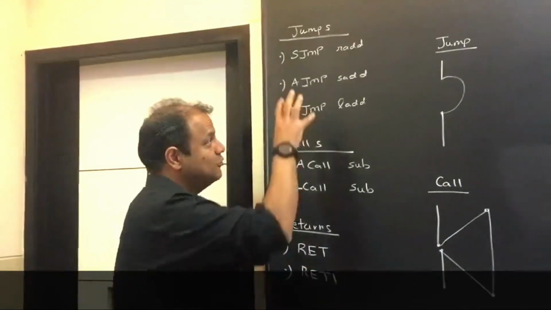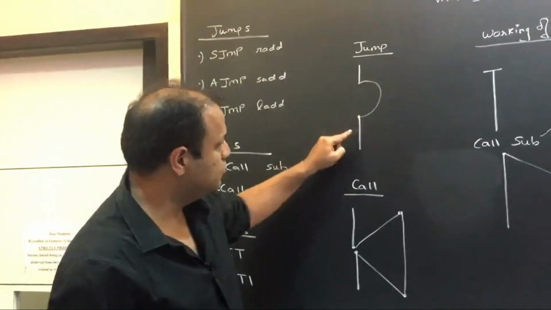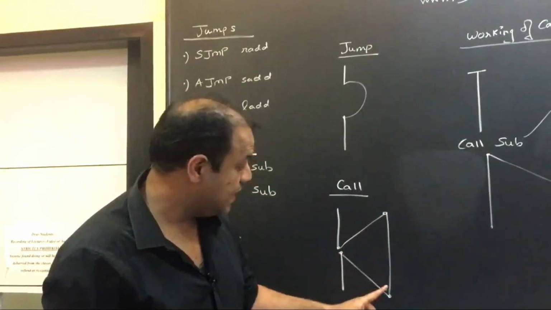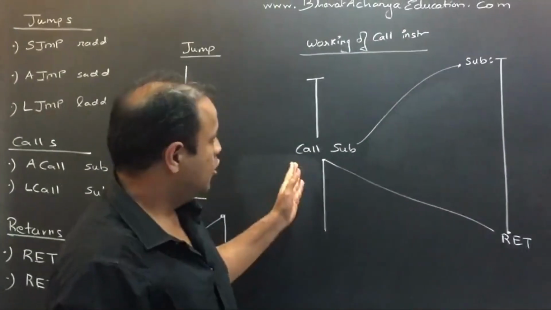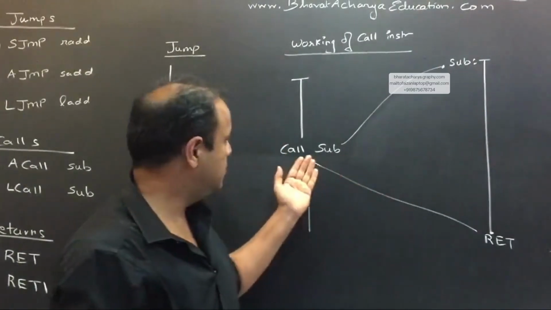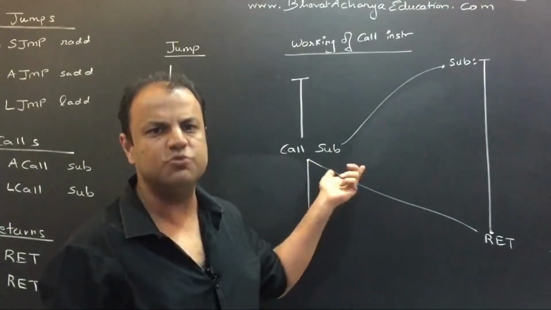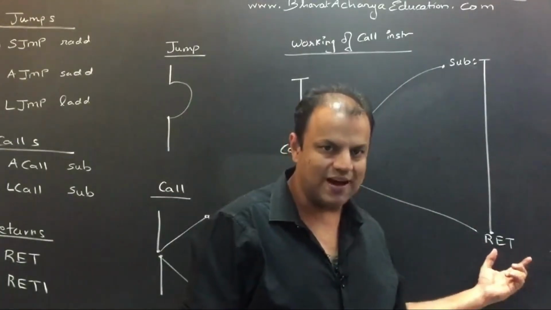So we're not doing the difference between short, long and absolute. What you need to first understand is what's the difference between a jump and a call. Look here. In a jump, you take a jump to a new location and continue. In a call, you're calling a function, a subroutine, executing it and coming back. So this is a detailed diagram of call. To go to the subroutine, you use the call instruction with the name of the subroutine. I've given this the name sub, it can be any name.